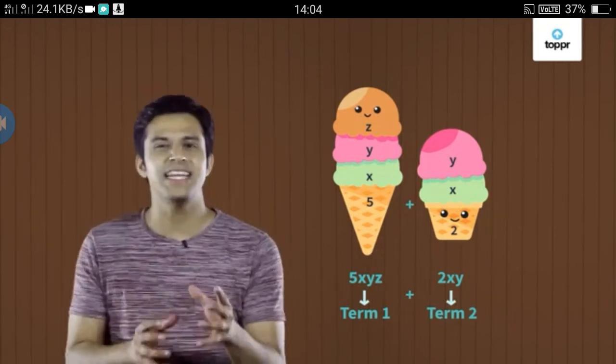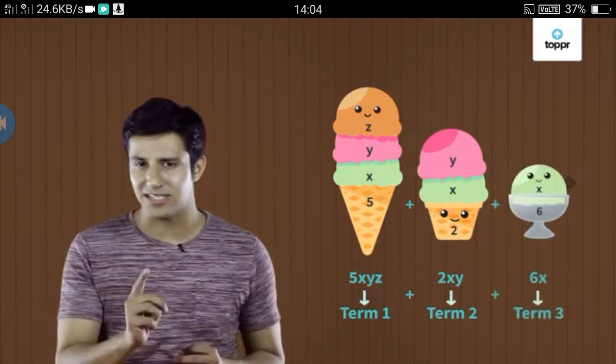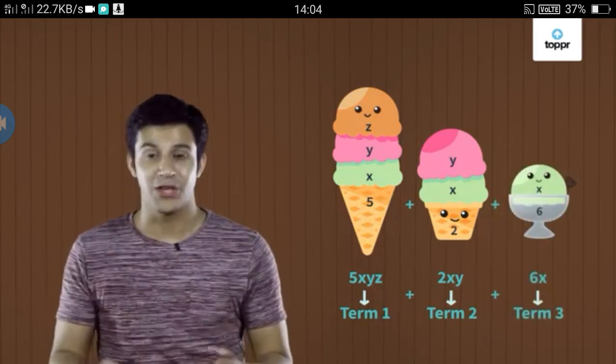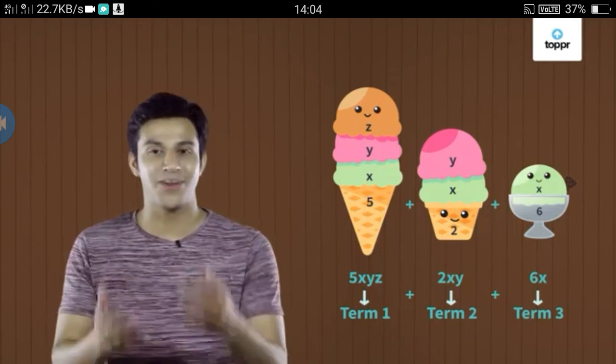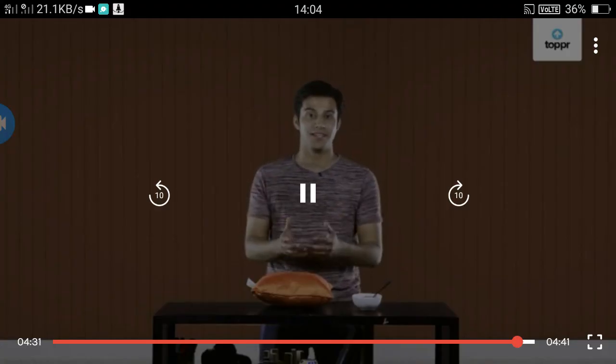Similarly, if you are still greedy for more and order a third ice cream, you'll have one more ice cream to add. Expressions with 3 terms are called trinomials, and tri means 3. All expressions with 2 or more terms come under what we call polynomials.